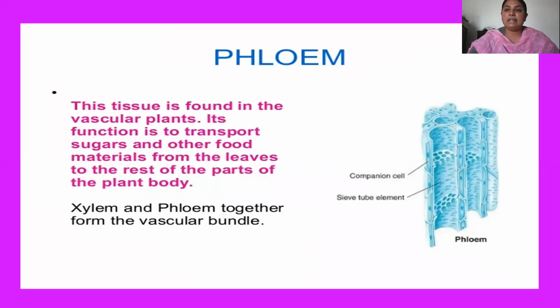Yes, student. The next type of vascular tissue is the phloem. This tissue is mostly found in vascular plants, and its main function is transport of sugars and other kinds of food materials. You know that this food material is synthesized in the leaves of the plant. From the leaf, the translocation of these sugar molecules and food materials takes place to the other parts of the plant. So xylem and phloem together form the vascular bundle.